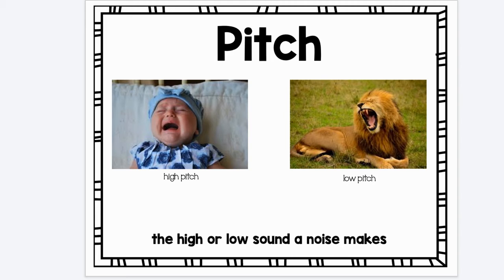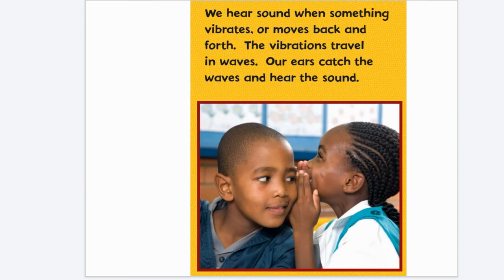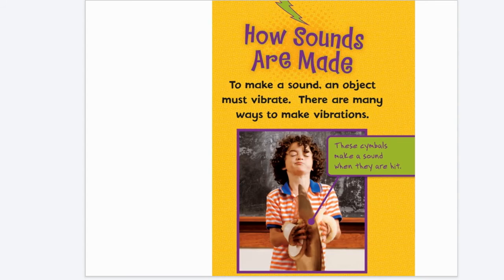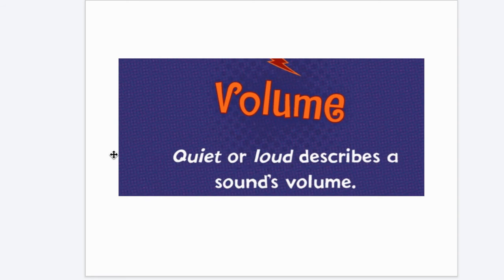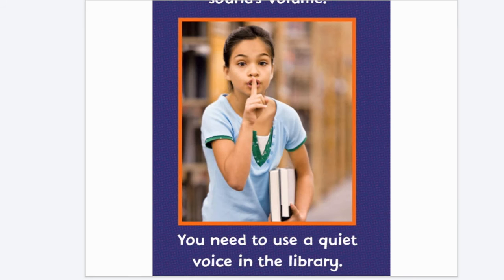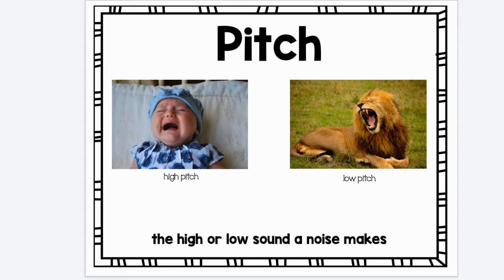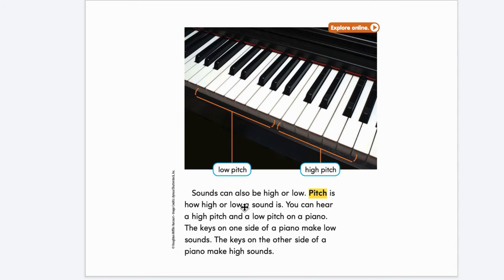Okay, so it's very different from volume. Volume is how quiet or loud a sound is. So you use words like loud and soft to describe it. But for pitch, you use high and low. Sounds can also be high or low. Pitch is how high or low a sound is. You can hear a high pitch and a low pitch on a piano. The keys on one side of the piano make low sounds. The keys on the other side of the piano make high sounds.